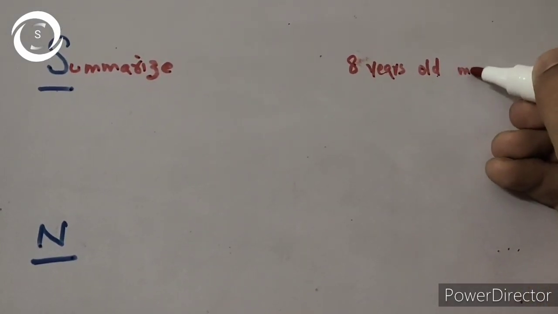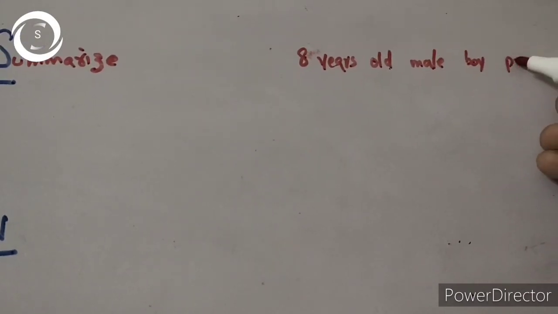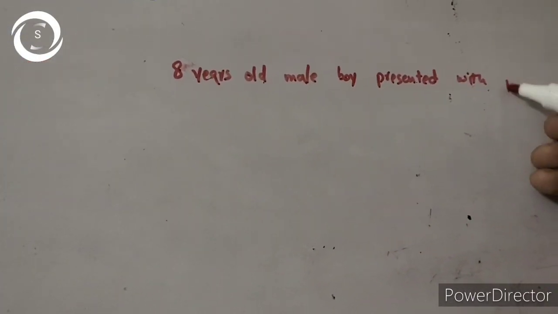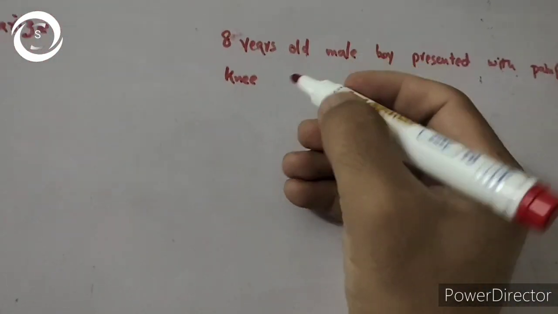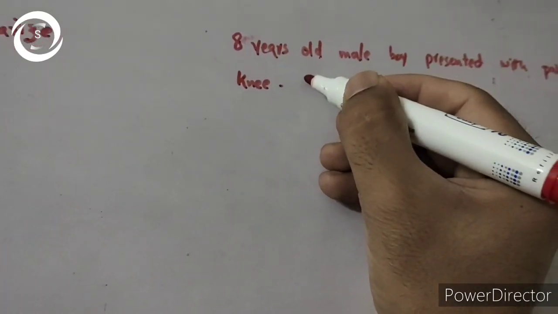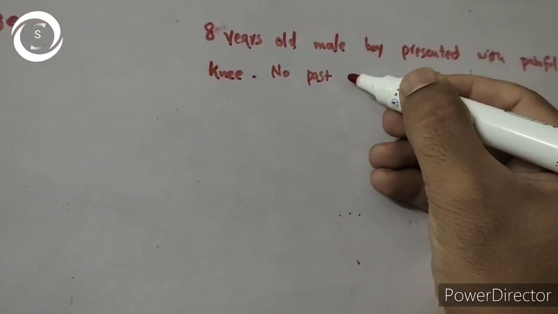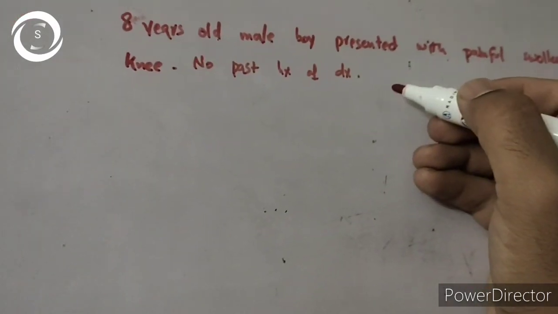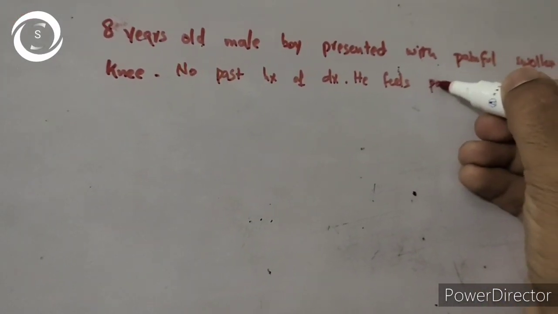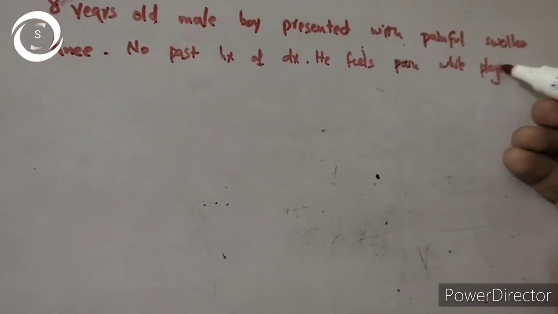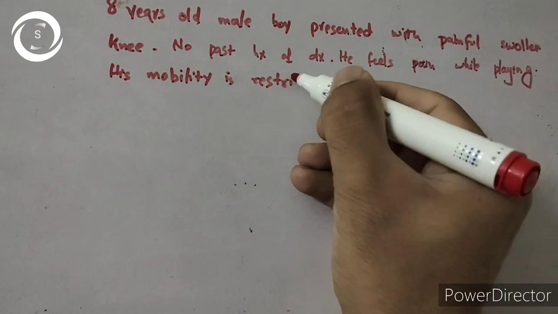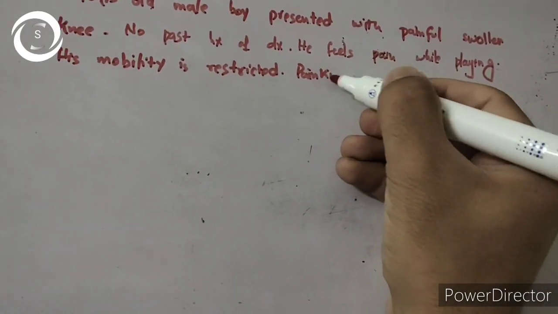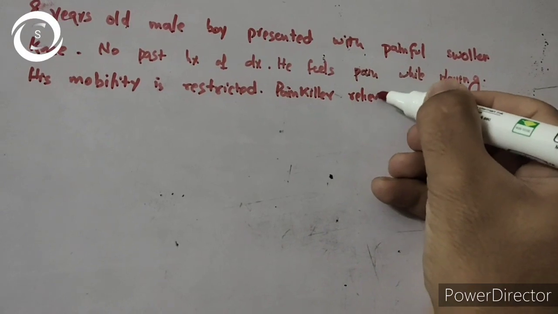SNAPPS is an abbreviation: S for summarize, N for narrow down, A for analyze, P for probe, P for plan, and S for select a case related issue. I would like to give you an example. A 7-8 year old male child presented with a right painful swollen knee. No other joints are affected. His mobility is restricted. He has taken painkillers, but they give little benefit. There is no prior history present.